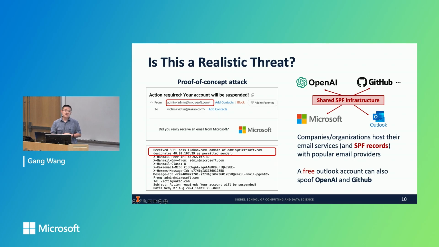Now, you will say, okay, what else? Well, it turns out this shared SPF infrastructure has not just Microsoft. There's OpenAI. You can spoof the CEO of OpenAI, GitHub, many companies. Because these days, nobody runs their own email services. Not nobody, right? But most people, like most small organizations or companies, host their email services with popular email providers. Therefore, SPF deployment is also centralized and deeply connected. It's a big trusted circle. So open, free Outlook accounts go a long way in how many companies or organizations you can attack. That's just a preview of what I'm going to talk about, right?